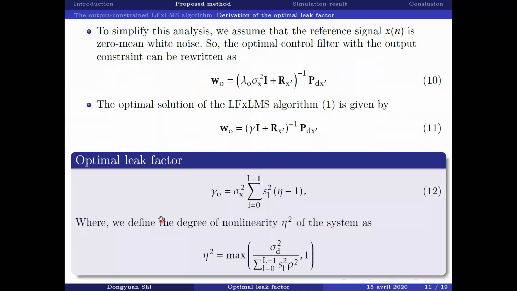To simplify this analysis, we assume the input signal x(n) is zero mean white noise. So the optimal control filter with output constraint can be rewritten as equation 10. In this equation, sigma x squared denotes the input power. We can also derive the optimal solution of the leaky FXLMS algorithm as equation 11. In this equation, I denotes the identity matrix.